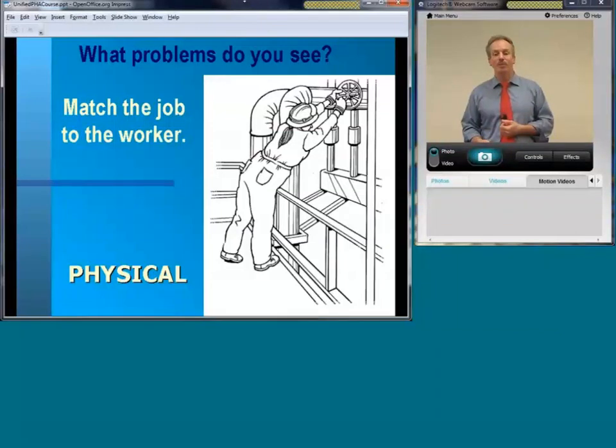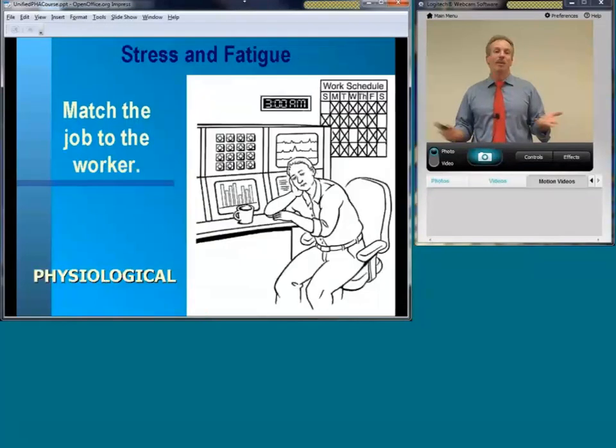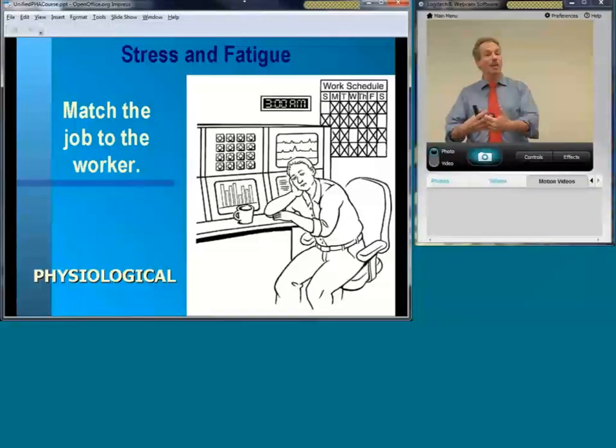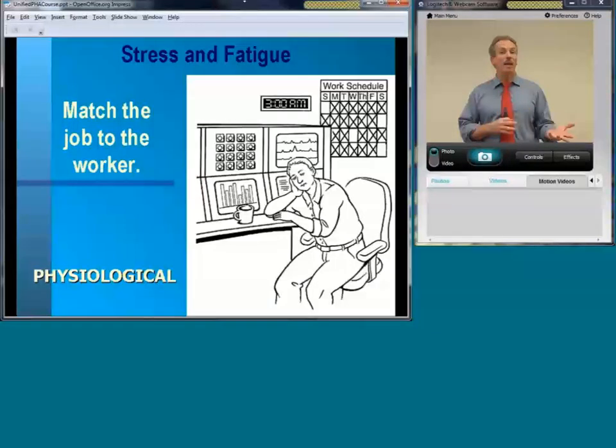Stress and fatigue. Most process facilities are run on a 24/7 basis. Have you made arrangements to make sure that operators have enough to do to keep them alert, but not too much to do so they can't keep up with it? Try to find that balance between stress, fatigue, getting the job done, and also running your plant safely.